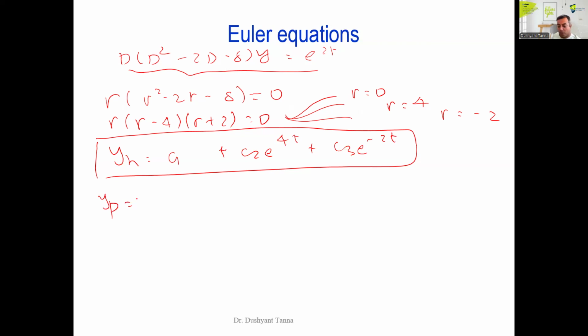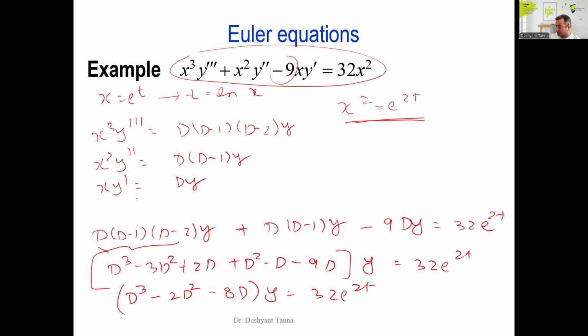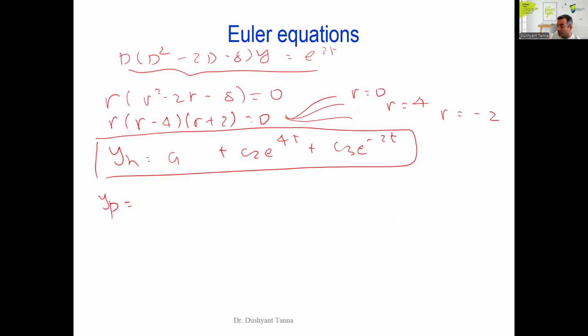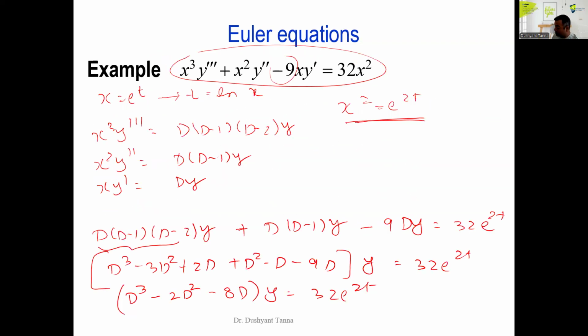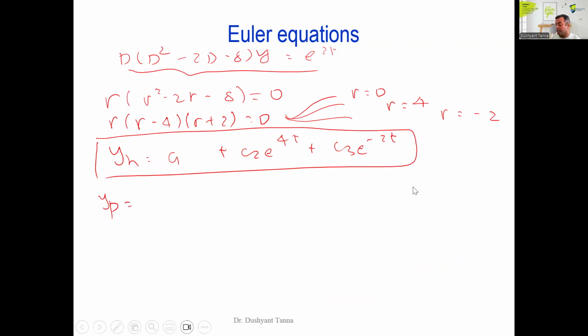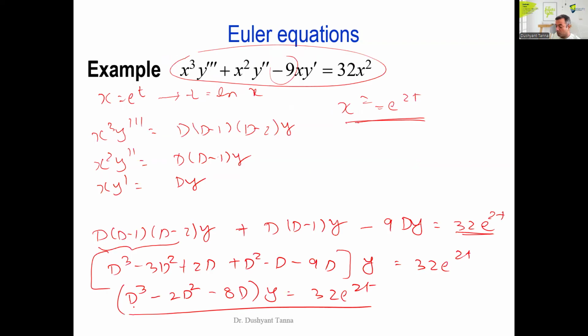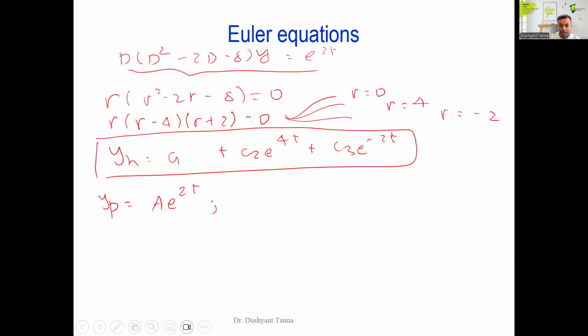Now we talk about yp. It is 32x squared, which is similar to e power 2t. Whenever there is an exponential, we follow the table which we learned earlier, and this will be some unknown a times e raised to 2t. That's your yp. But what do we need to obtain? We need to obtain up to the third derivative. D cubed is the third derivative.